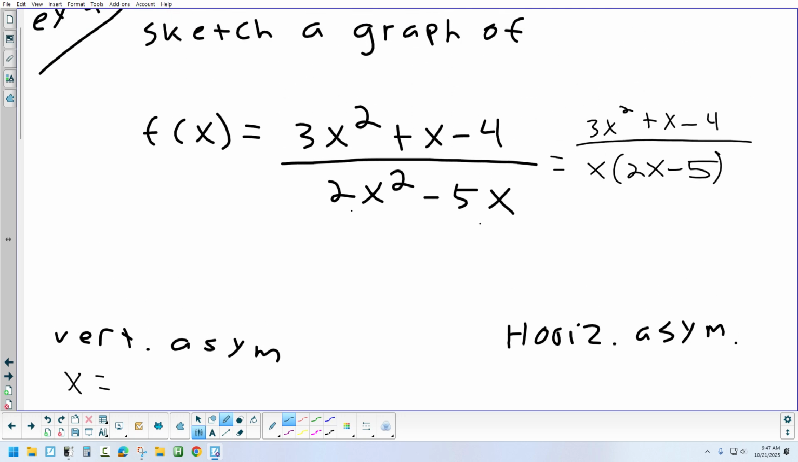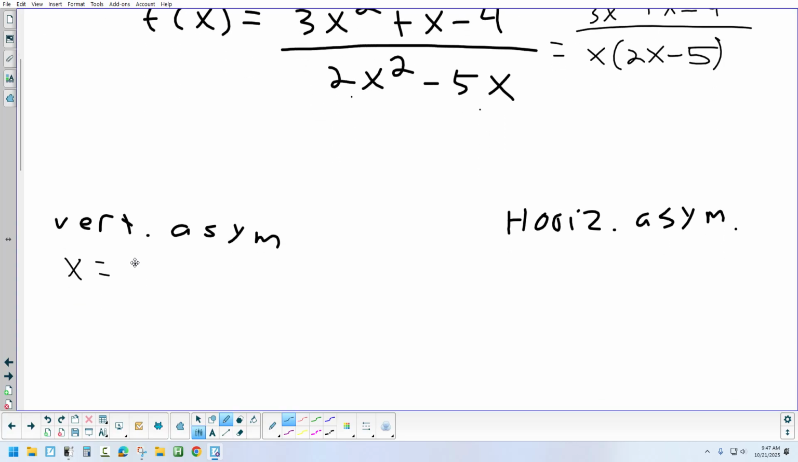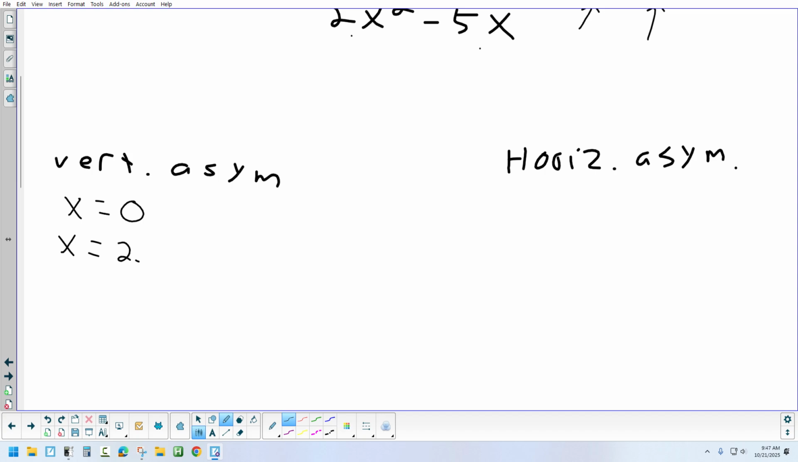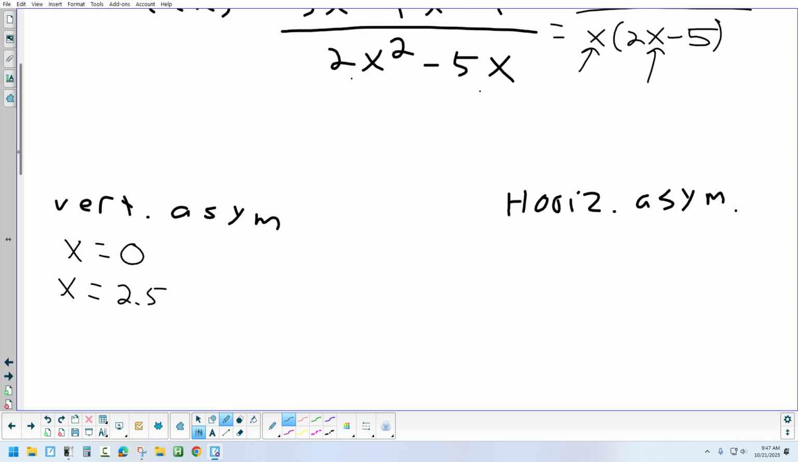What's one number you could plug in for x that would cause the bottom to be 0? Yep, 0 is definitely one number. You could plug that in right here. And what could you plug in right there that would make that one 0? 2.5, yeah, 2.5. Okay, so there's our verticals.